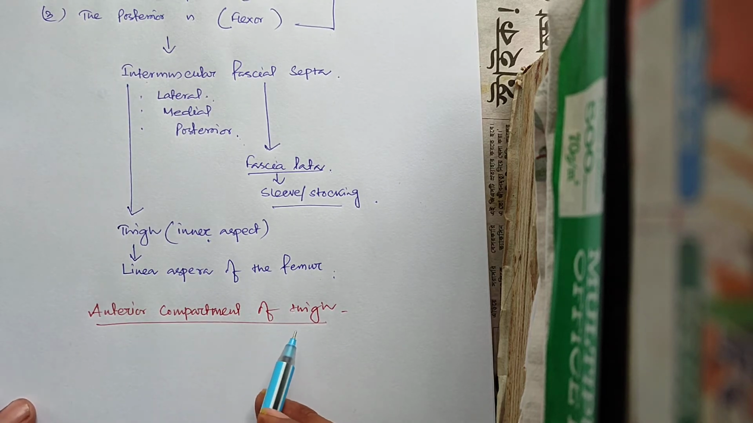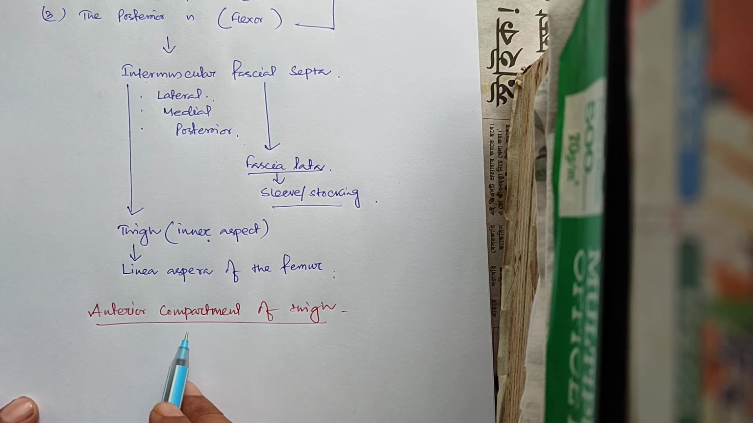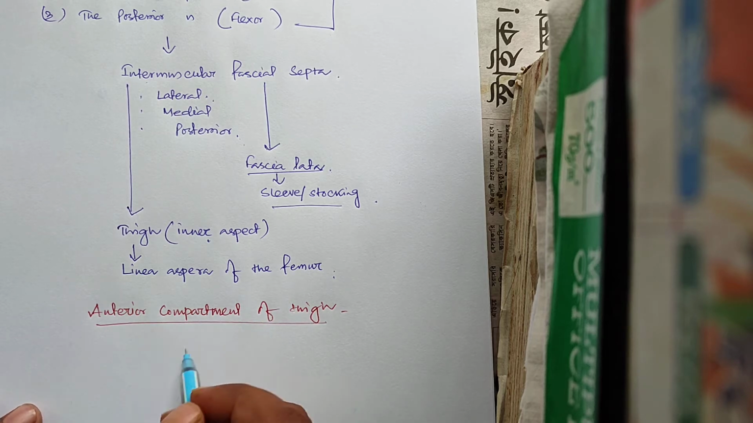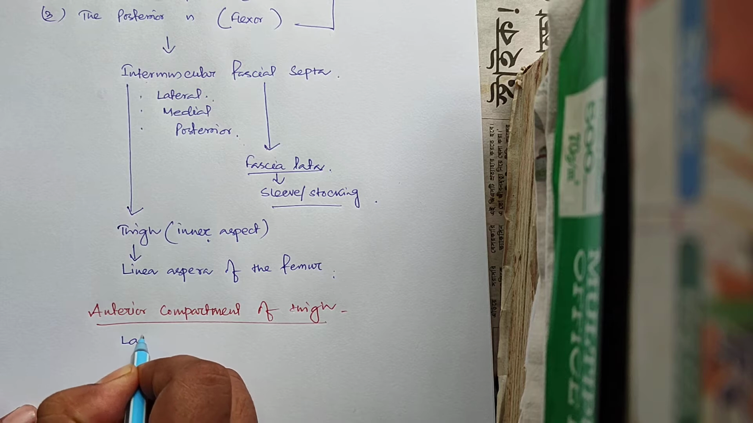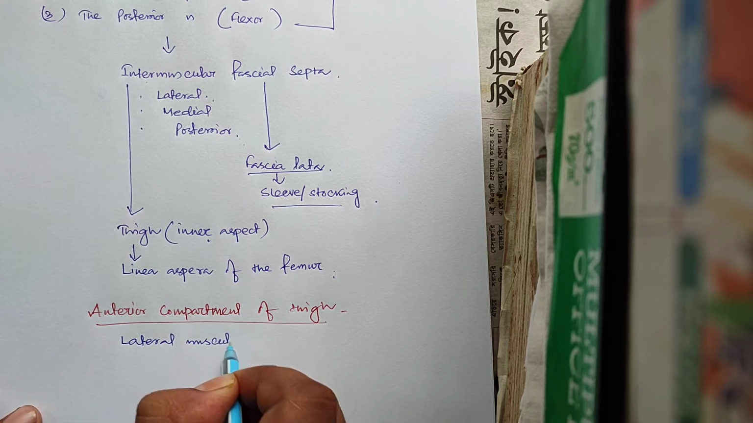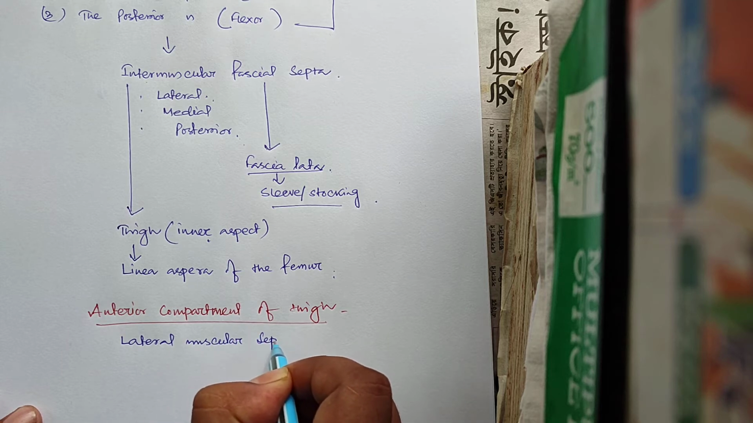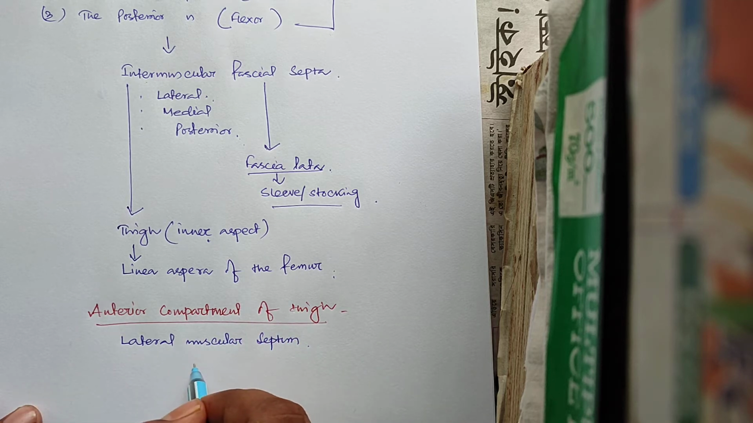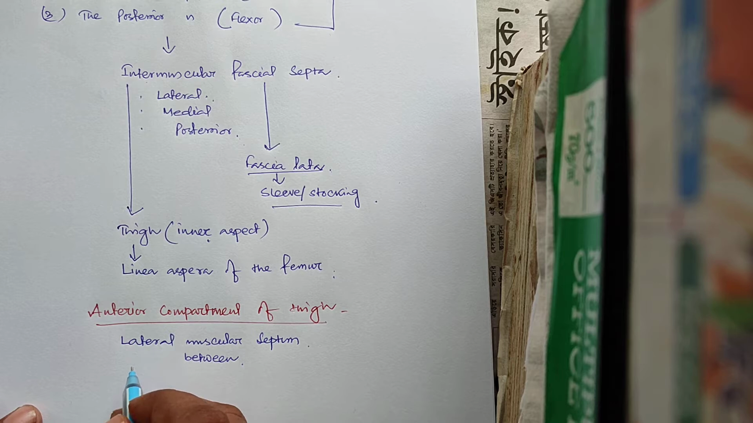The anterior compartment of the thigh lies between the lateral intermuscular septum and medial intermuscular septum. It is bounded by the lateral intermuscular septum and the medial intermuscular septum.